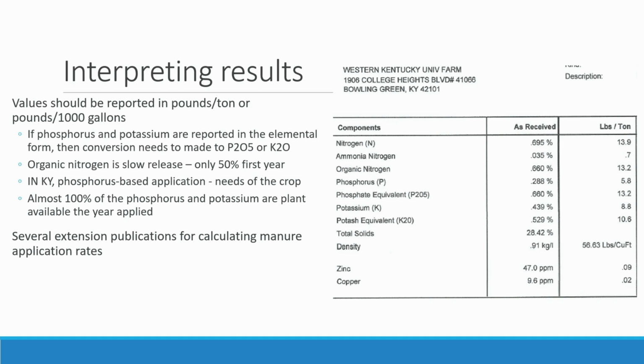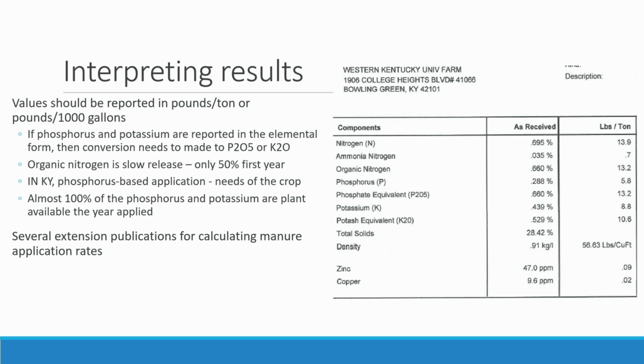Here we've seen that phosphorus has been reported both as elemental and as the phosphate equivalent, which is the P2O5. So we want to make sure that we have both those values, and if it's just the elemental phosphorus, there are some conversions that are pretty simple. Same with the potash. We've got total solids and density, copper and zinc in this particular slide.